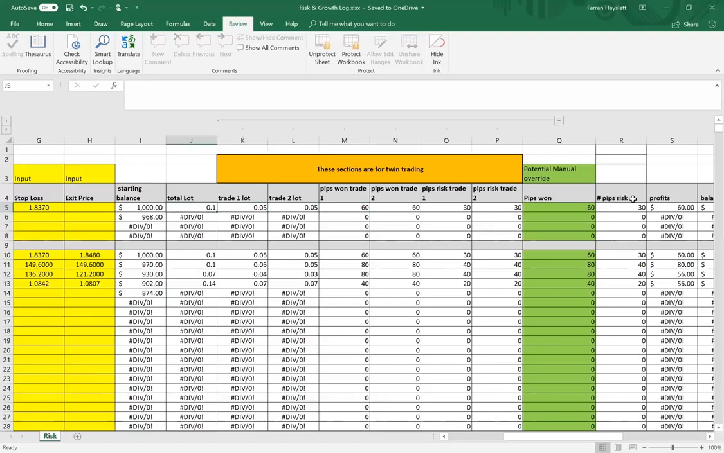So column J tells me, well, if you want to risk 30 pips and you want to risk 3%, then you need to go in the trade with a 0.1 lot size. Okay? What does that mean?